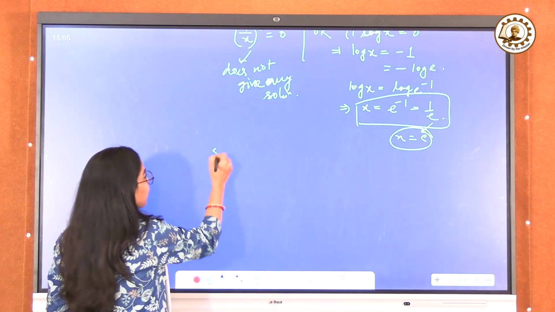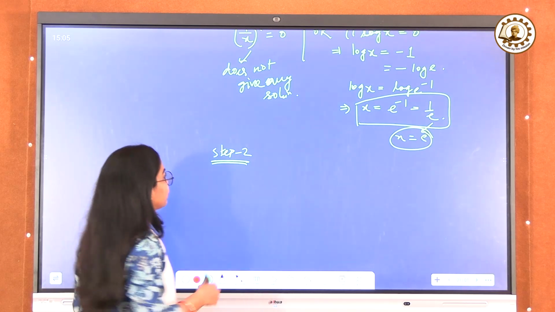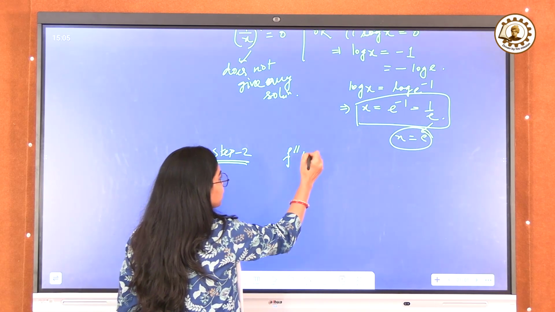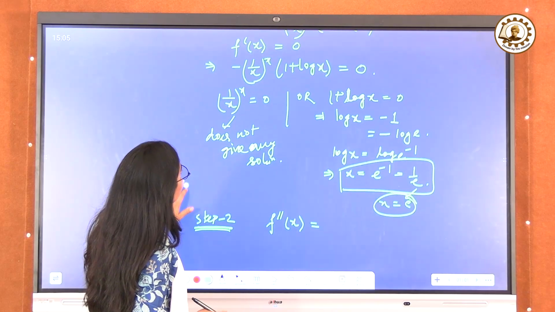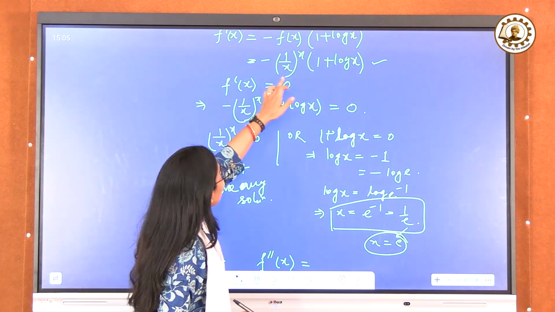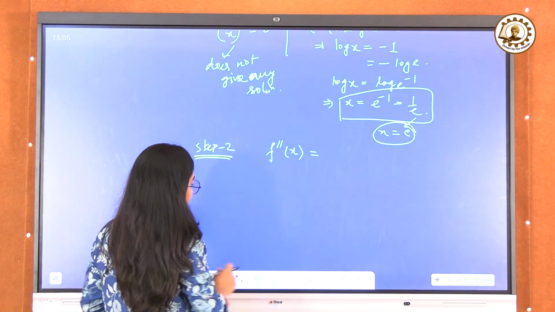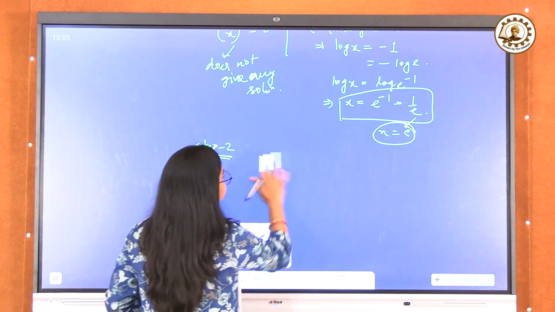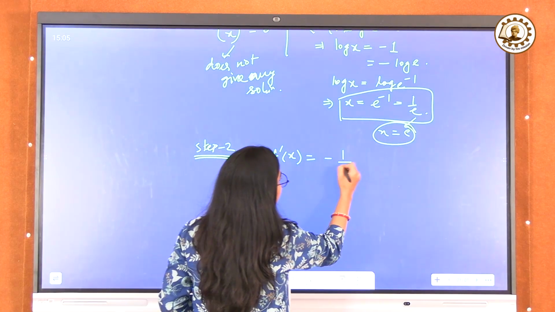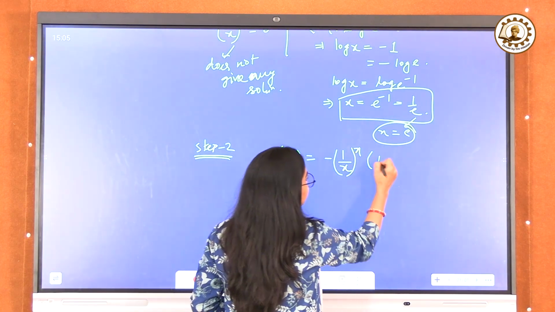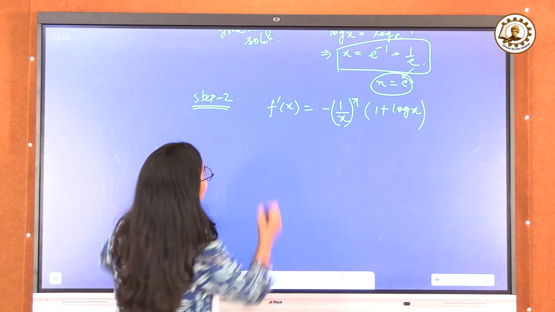Now we go to step 2. Step 2 means we find the further derivative, that is f double dash x, from f dash x. Our f dash x was minus 1 by x to the power x into 1 plus log x. Now we find f double dash x.